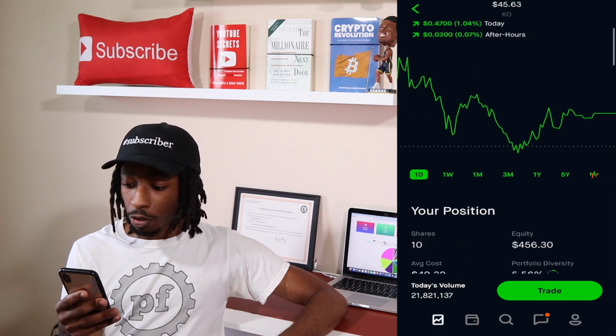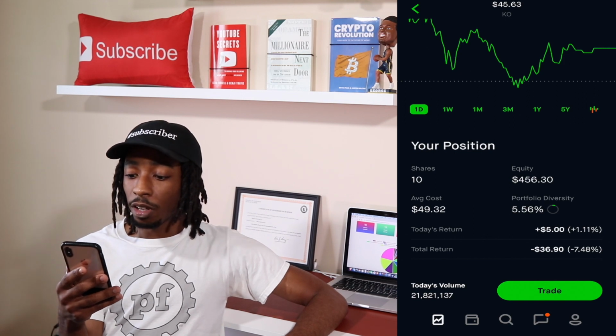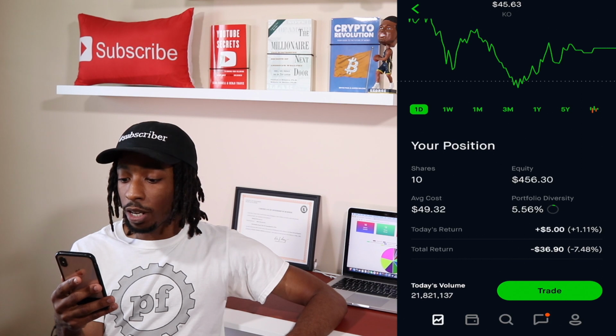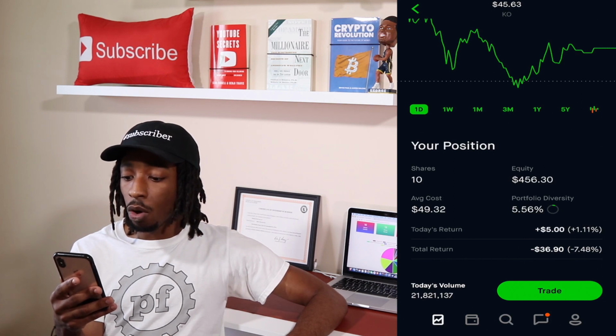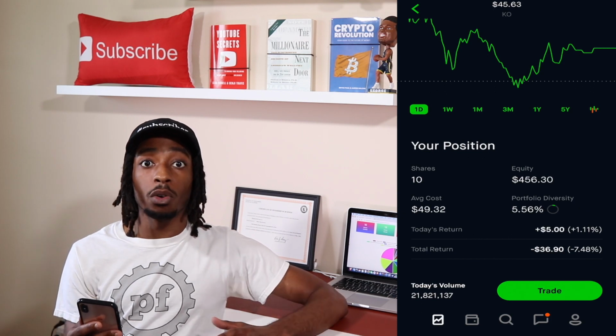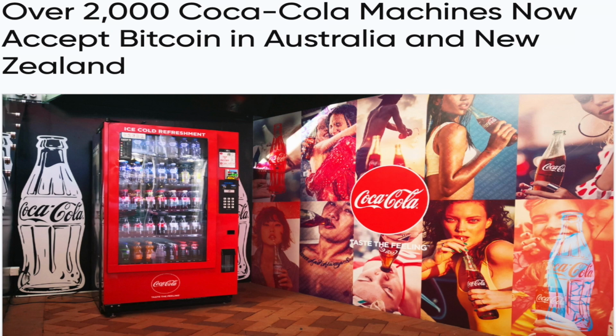So as we move on down here, I have a total of 10 shares. The average cost, $49.32. My total return, I am down at 7.48%, which is equivalent to $36.90. Now recently, the company Coca Cola, they just announced that now they have over 2,000 Coca Cola machines in New Zealand and Australia that now accepts Bitcoin for payment for Coca Cola products.